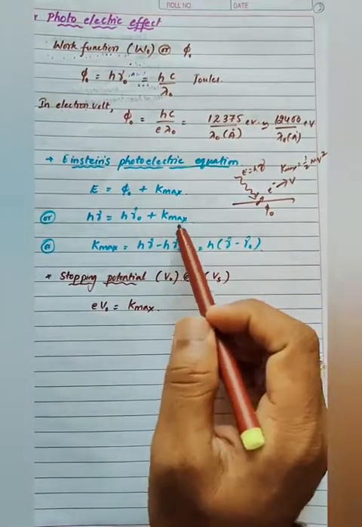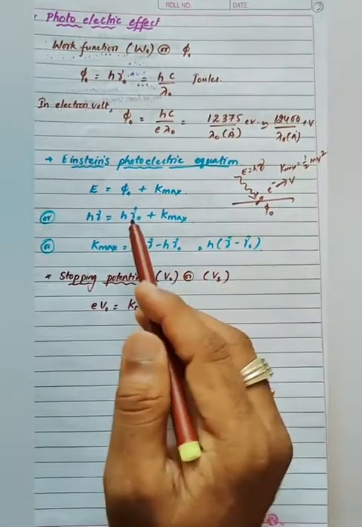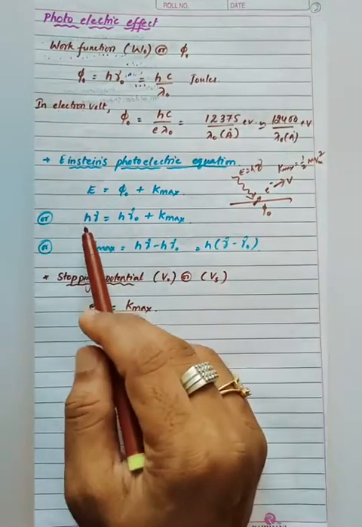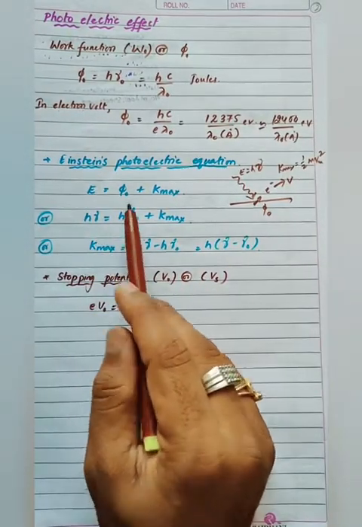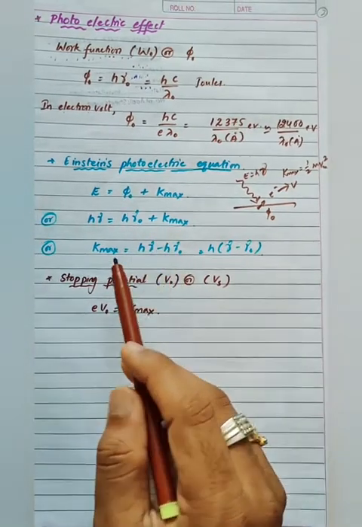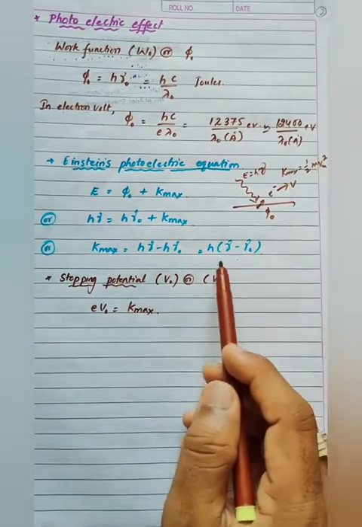So this is K maximum, and here it is V maximum, right? So E is nothing but h nu, phi naught is nothing but h nu naught, plus K maximum as it is, or K maximum is equal to this or this.